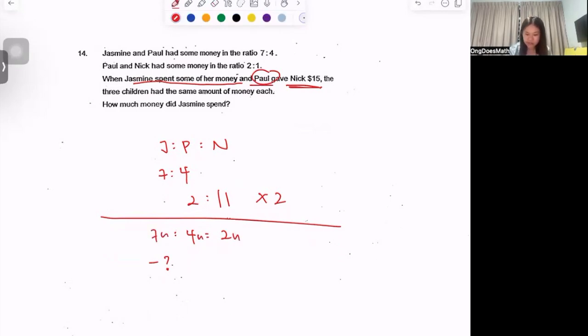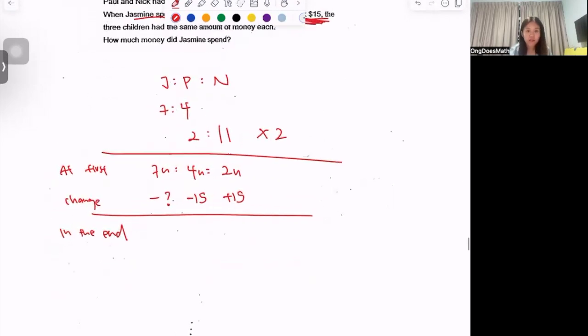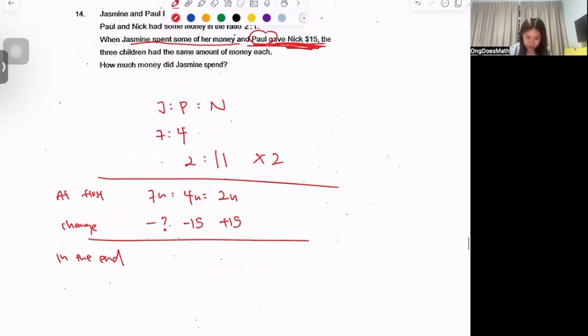Okay, so Paul gave Nick $15. So Paul now has $15 less. Nick has $15 more. Then they end up with the same amount. So Jasmine has the same amount as Paul, who has the same amount as Nick. So this at first. This is change. This is in the end. So let's focus on Paul and Nick. So these two guys.